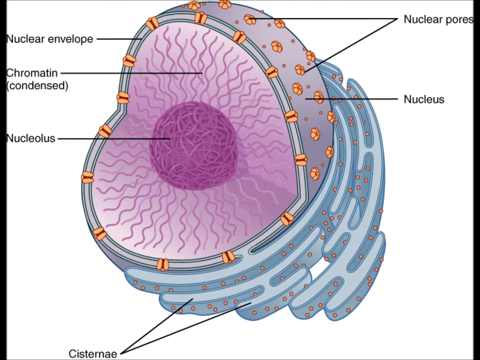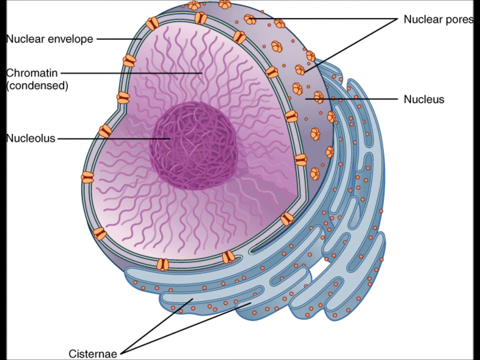The nuclear membrane consists of two lipid bilayers, the inner nuclear membrane and the outer nuclear membrane. The space between the membranes is called the perinuclear space. This space is similar to the lumen of the endoplasmic reticulum. The nuclear membrane has many small holes called nuclear pores that allow material to move in and out of the nucleus.